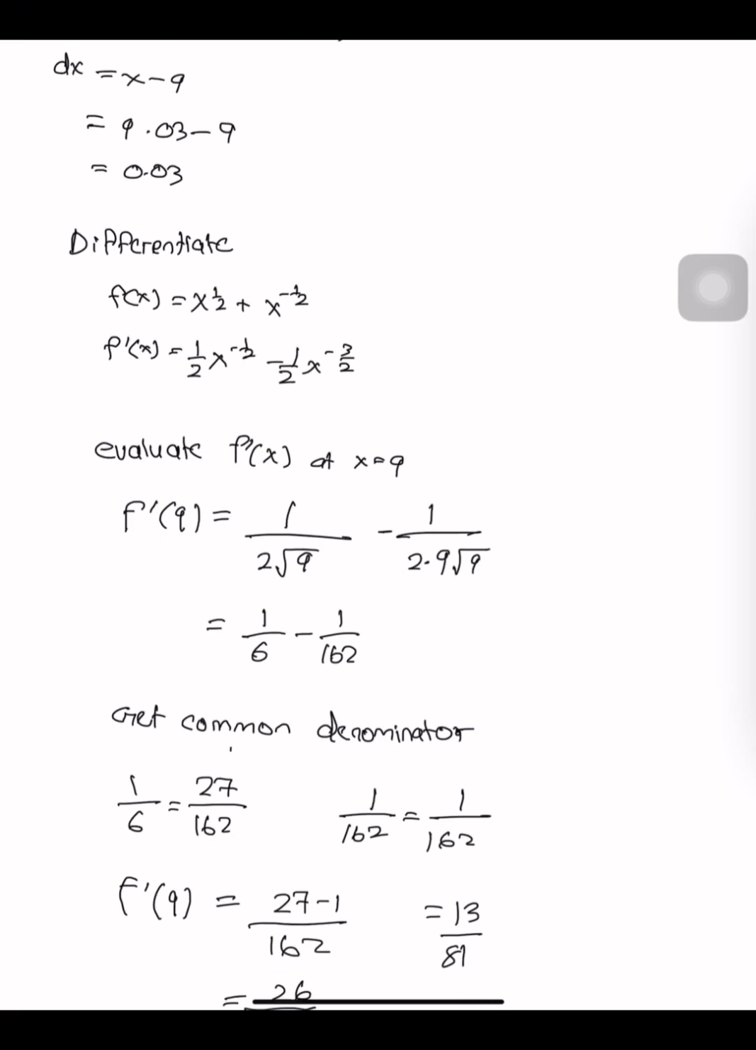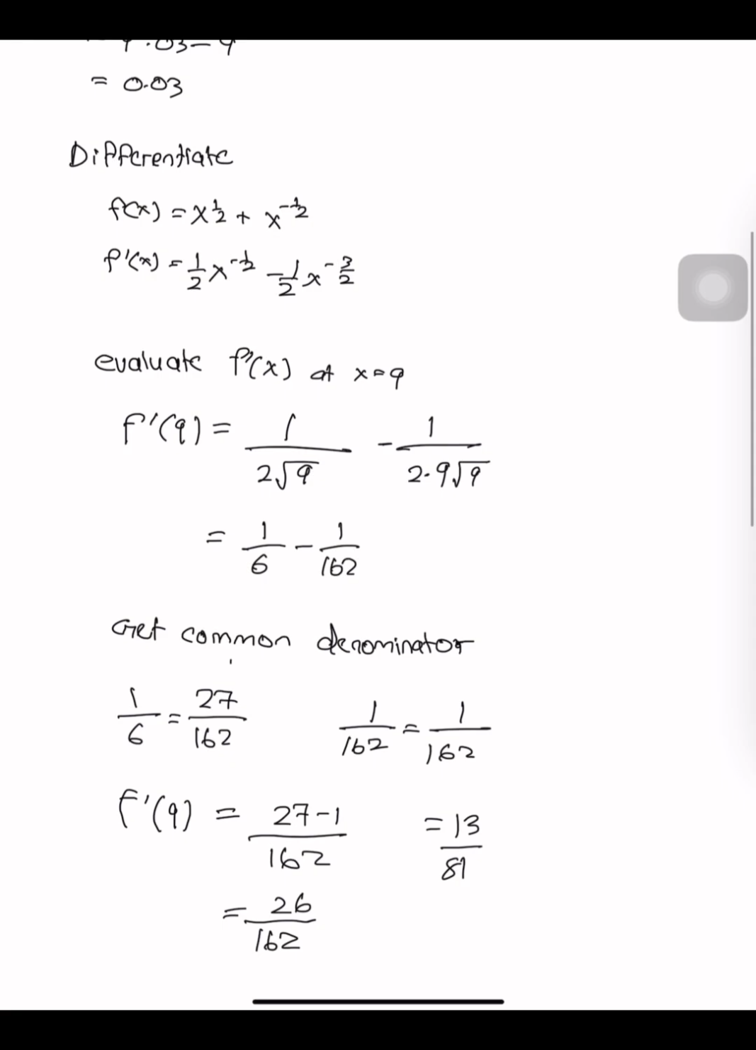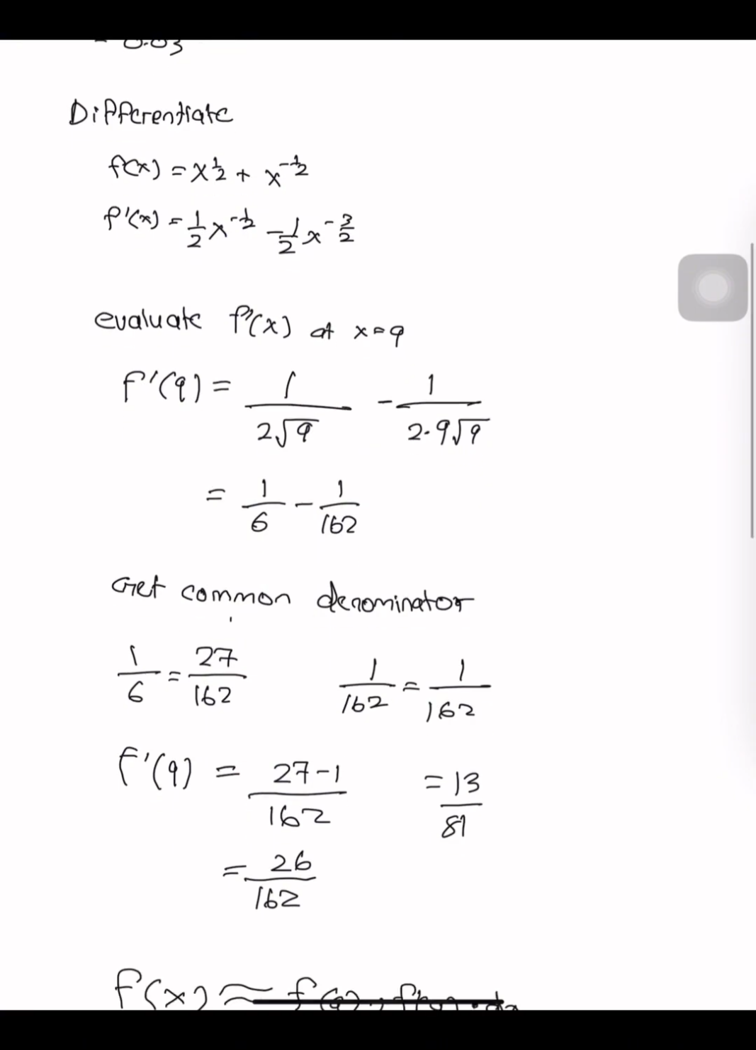So f prime of x is 1 over 2 x to the power of negative 1 over 2 minus 1 over 2 x to the power of negative 3 over 2. Now after we get that, we evaluate f prime of x at x equal to 9. So f prime of 9 is equal to 1 over 2 square root 9 minus 1 over 2 times 9 square root 9. Okay, then we simplify that, and we get 1 over 6 minus 1 over 162.